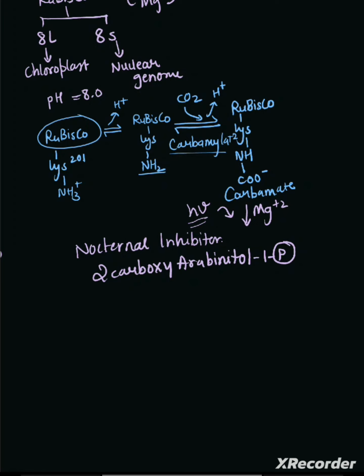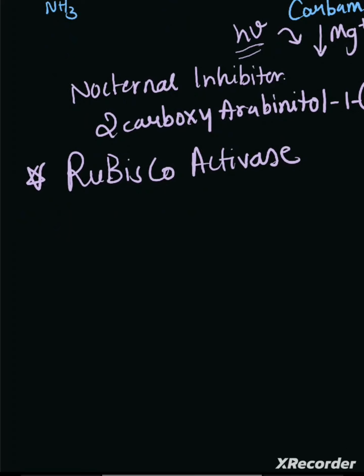Once it senses the light, it is broken down and your Rubisco gets activated, or it can also be activated by the enzyme Rubisco activase. So there is another enzyme that is important here, that is Rubisco activase. Now there is another function of this Rubisco activase besides doing this job.